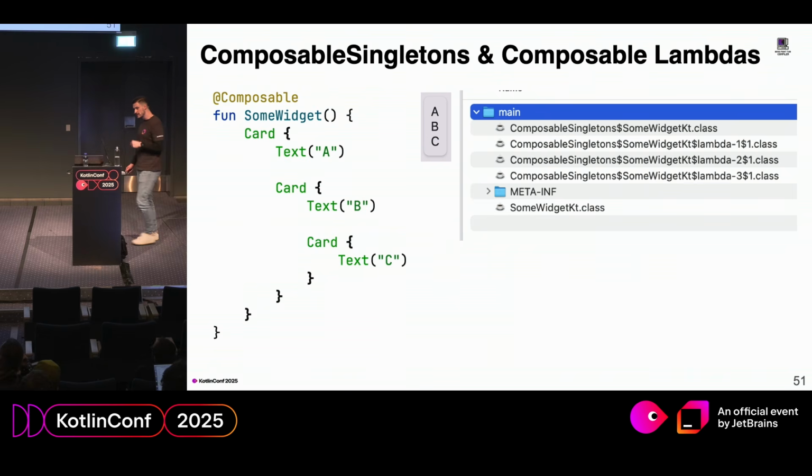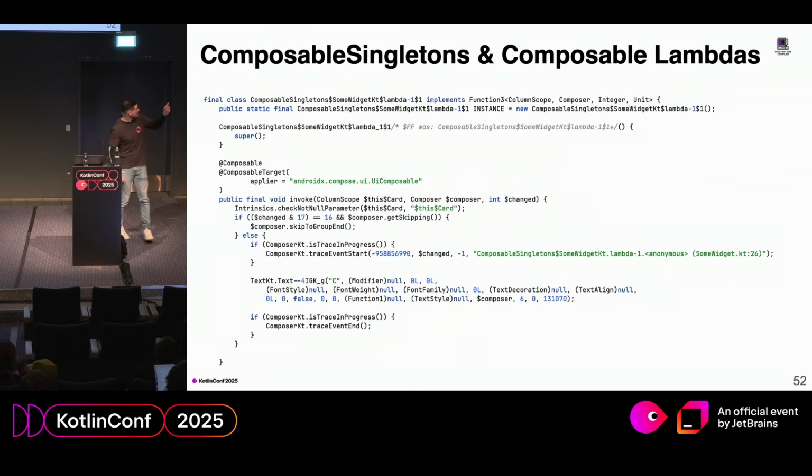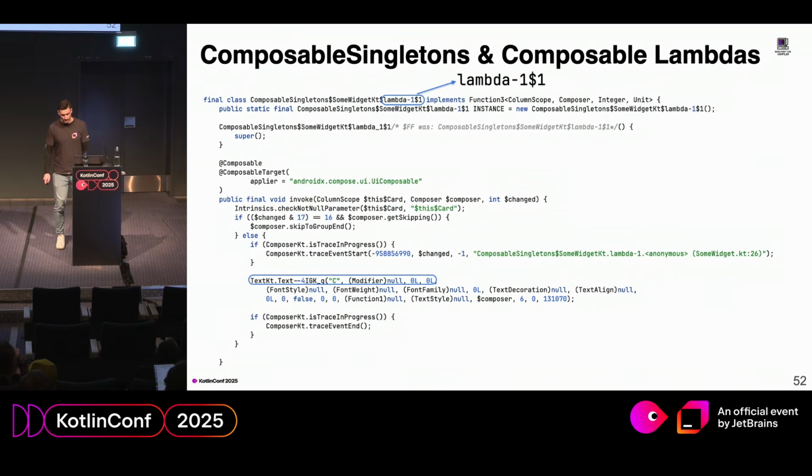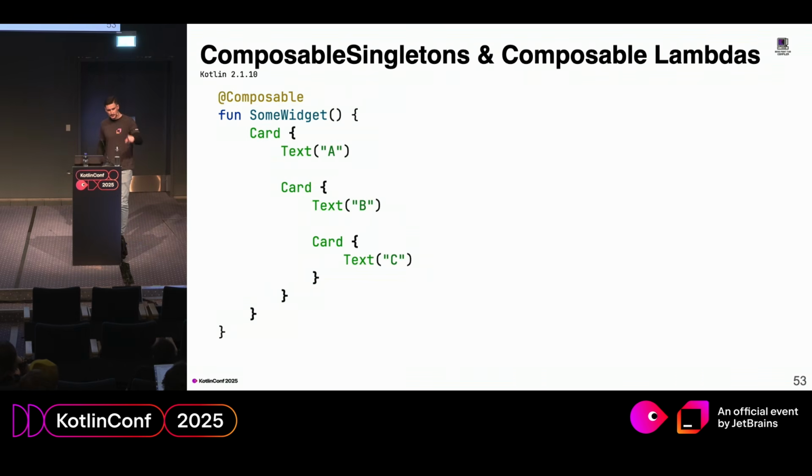It does not only emit our class, like SomeWidget, but it also has these utility classes that it emits. ComposableSingletons, SomeWidget, lambda1, lambda2, lambda3. So obviously we should look into what's going on there. And I don't expect you to read this. The interesting thing is, this is what's called lambda1, and that's the thing that renders C. Now, keep that in mind, because when we look at this, it's not clear why lambda1 would be the one that renders C.